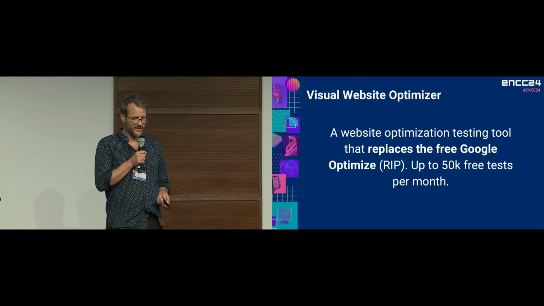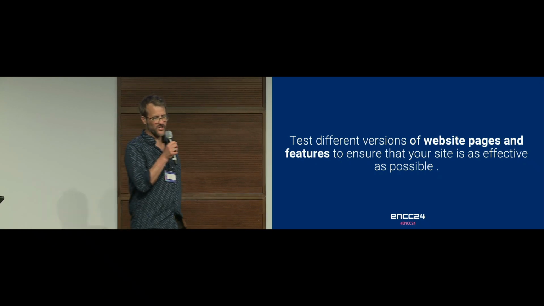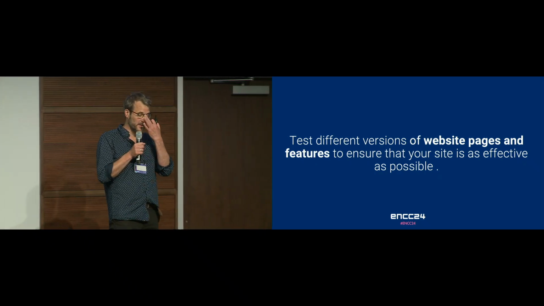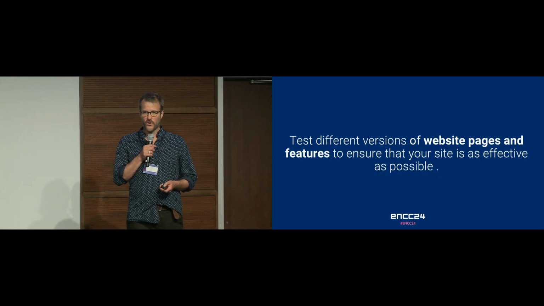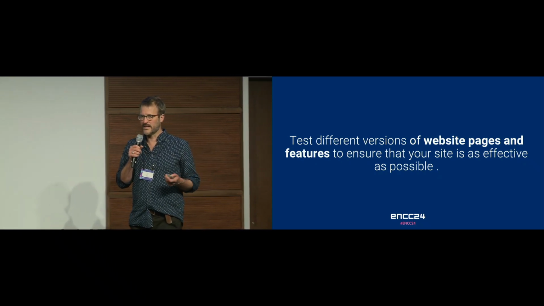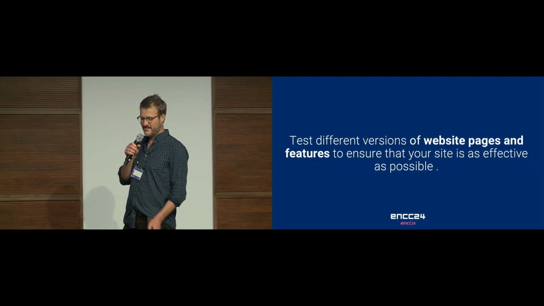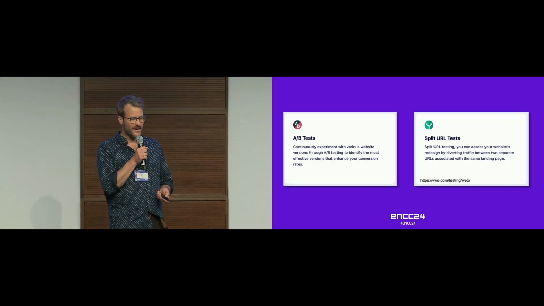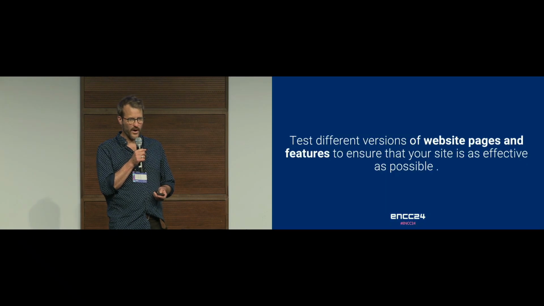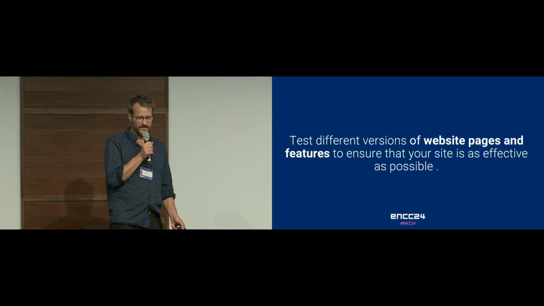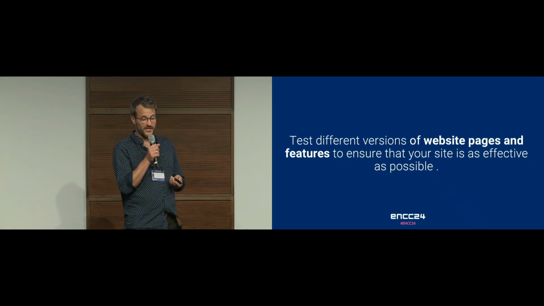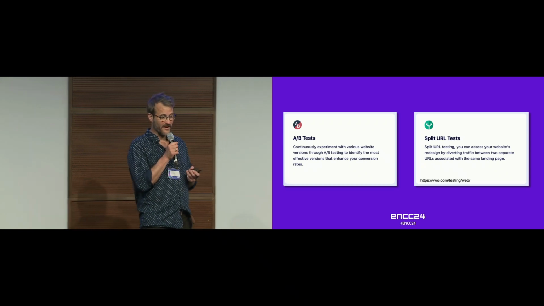You can test different versions of website pages and features to ensure that your site is as effective as possible. So Google Optimize worked well with Google Analytics, and Google sunset it quite a while ago now. And Visual Website Optimizer is one of the more easy to use and effective tools. There are several different platforms that do this, but Visual Website Optimizer I've found to be maybe the most intuitive.